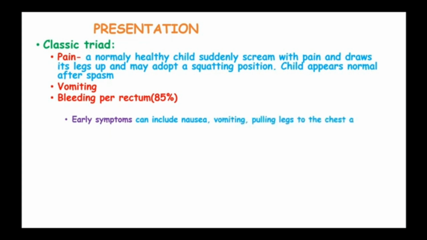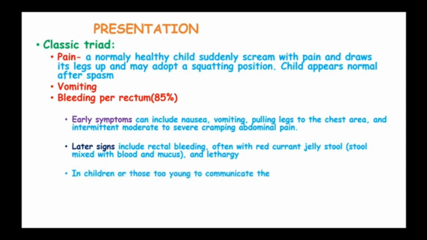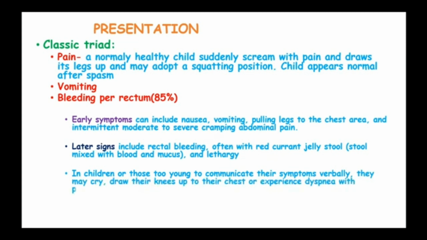Early symptoms can include nausea, vomiting, pulling legs to the chest, and intermittent, moderate to severe colicky abdominal pain. Later signs include rectal bleeding, often with red currant jelly stool, stool mixed with blood or mucus, and maybe patient lethargy. In children too young to communicate their symptoms verbally, they may cry and draw their legs up to the chest with paroxysms of pain.